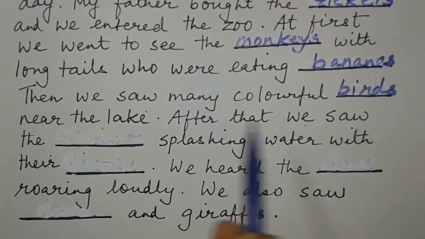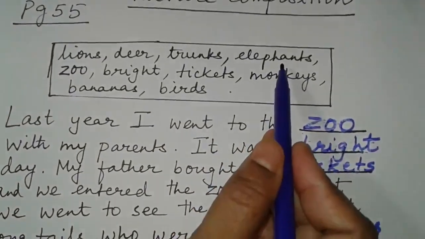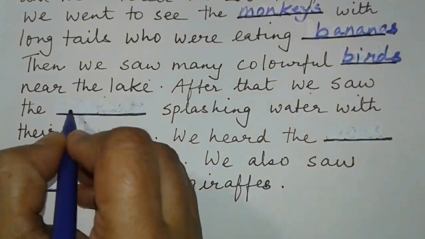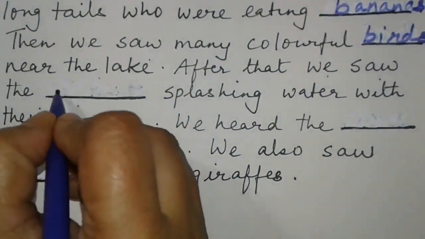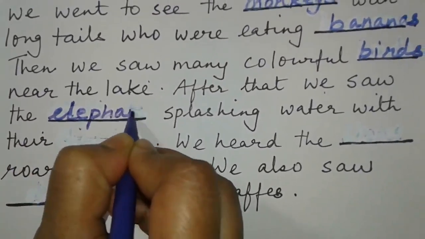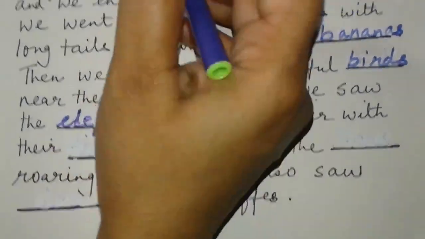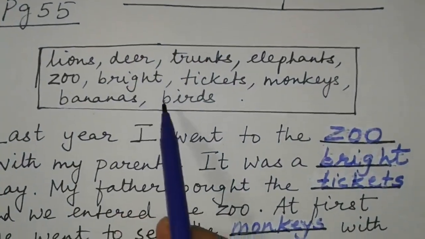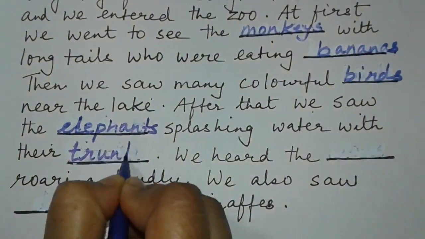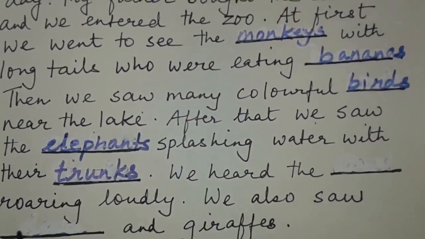After that, we saw the dash splashing water. Who was splashing water? Elephants. They were splashing water. E-L-E-P-H-A-N-T-S, elephants. Splashing water with their what? See here, choose. Trunks. T-R-U-N-K-S, trunks.